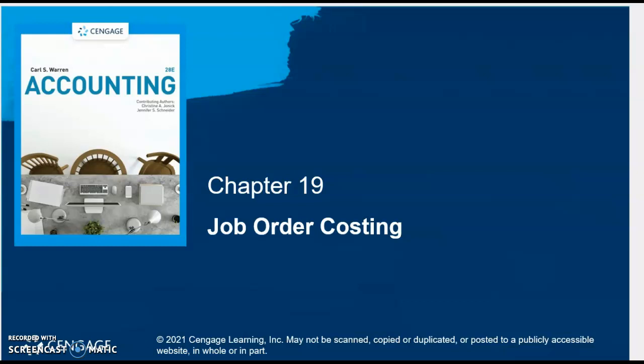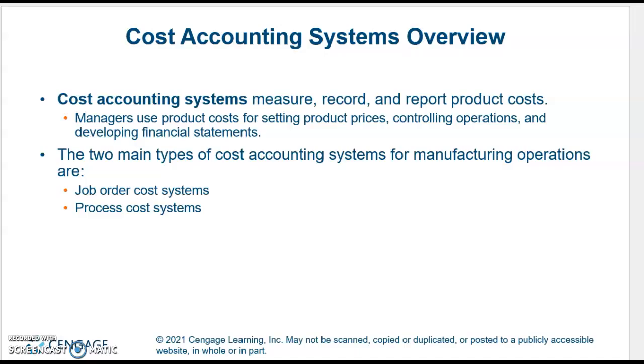This chapter follows our introduction to managerial accounting, and it is one of the ways we're going to use managerial accounting. The first thing that we need to know is that there are two ways that we can account for costs in a managerial company. The first way, which this chapter is going to talk about, is job order costing. And the second way, which is going to be chapter 20, is called process costing. And we're going to talk about what those differences are.